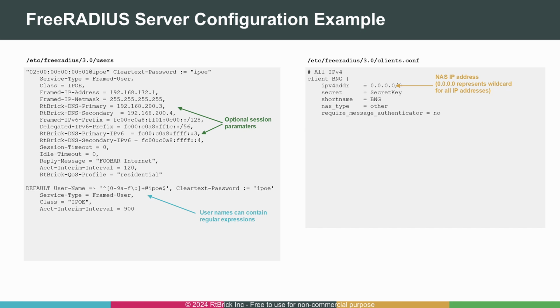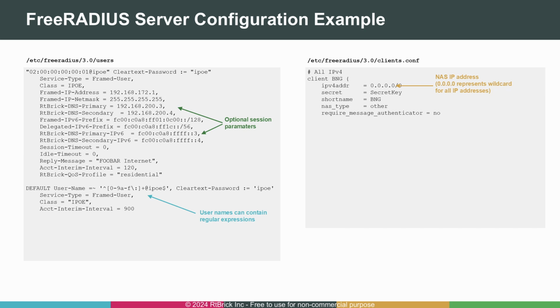On the left-hand side you will find the users file, which defines the subscribers. An entry begins with the username, which in our case essentially corresponds to the MAC address, and the password, which is always set to IPoE. Then the different parameters are defined that are returned to the BNG when an access request is accepted. As you can see from the second entry, regular expressions are also allowed if you do not want to maintain a separate entry for each individual subscriber.